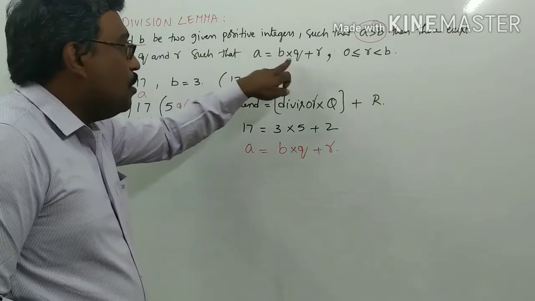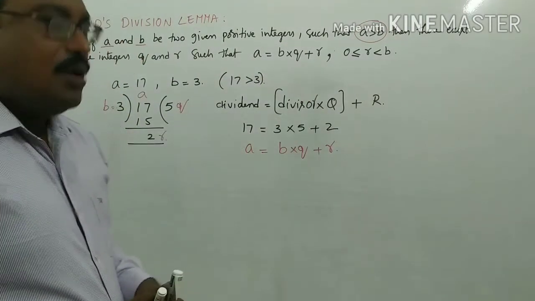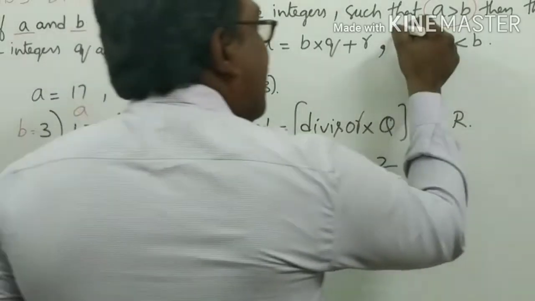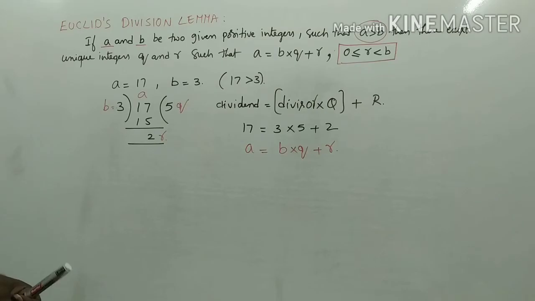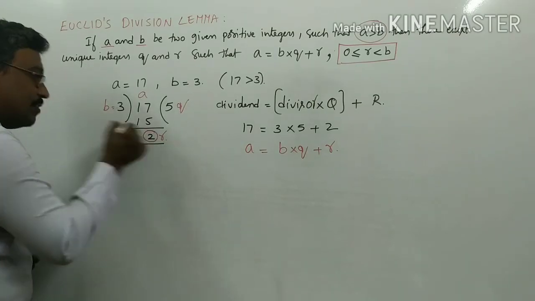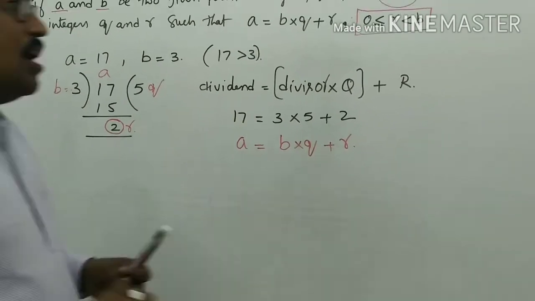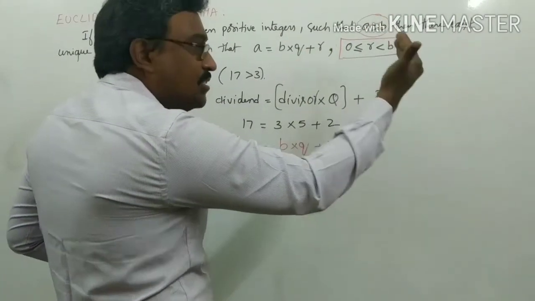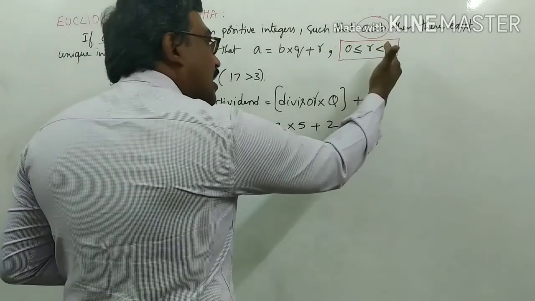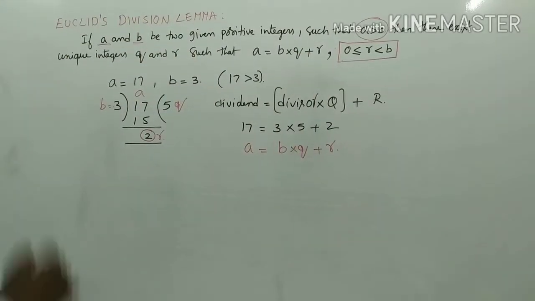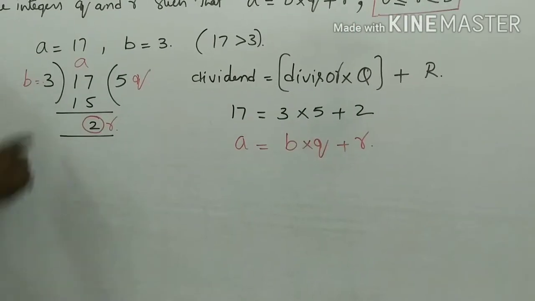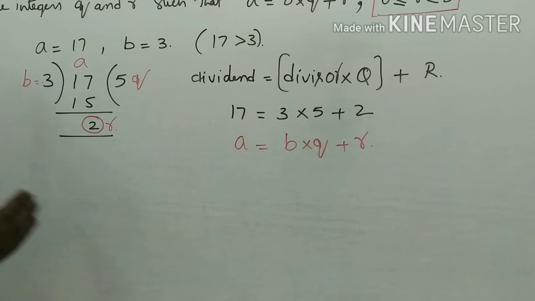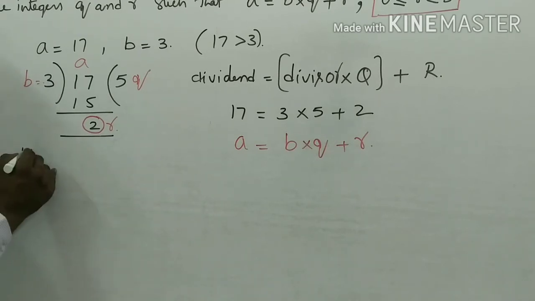A is equal to B into Q plus R. And one more condition is given. It is a very important condition, that is on R. What is meant by R? Here, R is greater than or equal to 0 and less than the divisor. That means if you divide with 3, we get remainders. I am telling all the possible remainders.